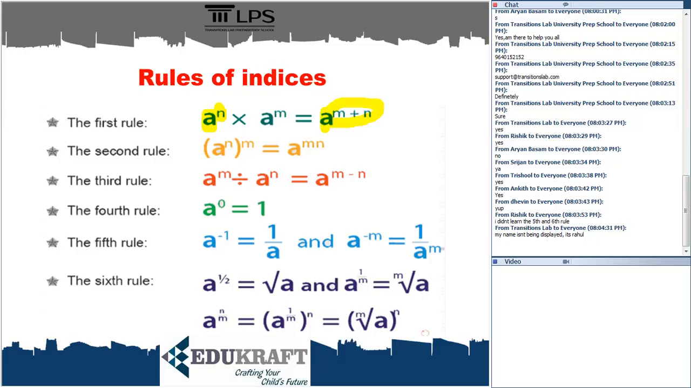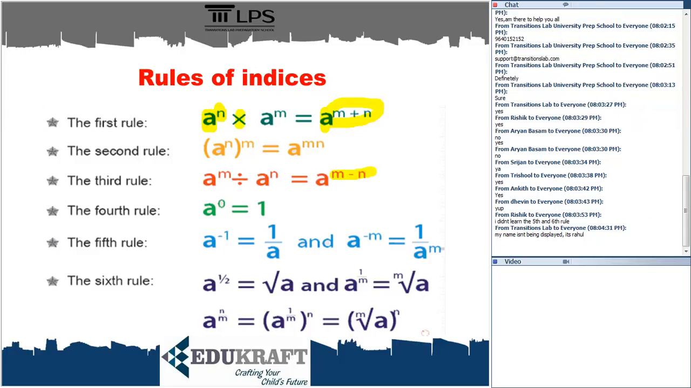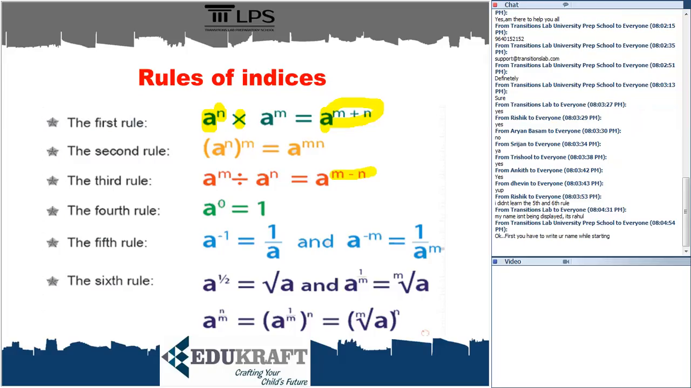Similarly, if you have a raised to n bracket m, then what you get is a raised to m into n. A raised to m divided by a raised to n is a raised to m minus n. So remember, if it is multiplication, it is plus, and if it is division, it is minus. A base raised to the power of 0 is equal to 1. A base raised to the power of minus 1 is 1 upon a. A base raised to the power of minus m is going to be 1 upon a raised to m.